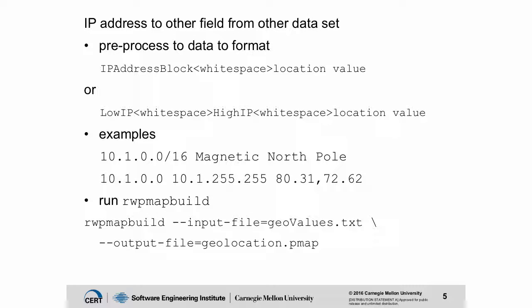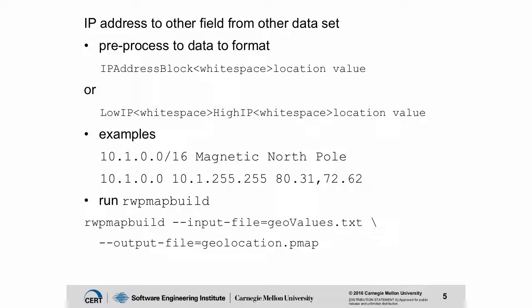To build a geolocation PMAP file from another dataset, you must first preprocess the file into the format expected by rwpmapbuild. The expected format is IP address range, some whitespace, and the value, with each line being a record. The IP address range can be specified using either CIDR block notation or low address high address pair. For individual IP addresses in CIDR block notation, use /32 for the block size.